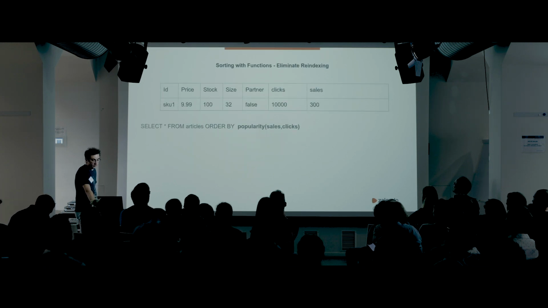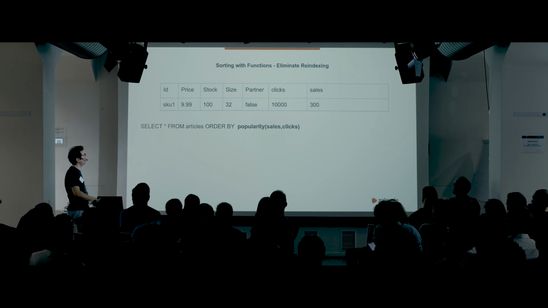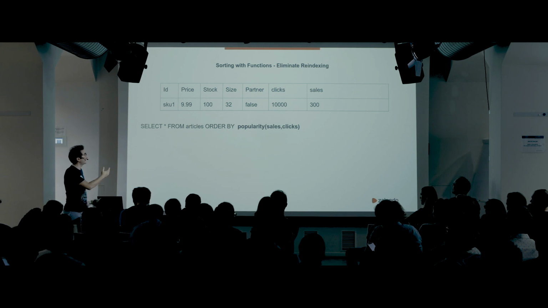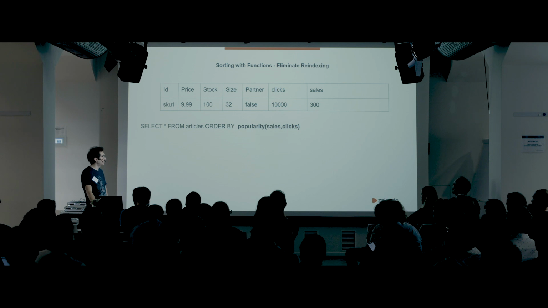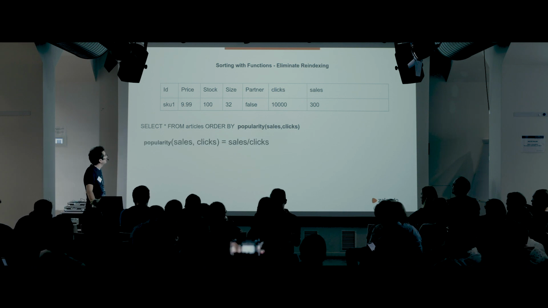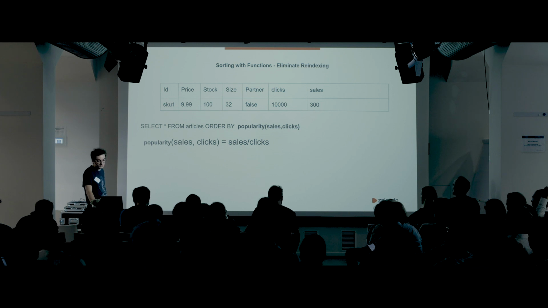If we can derive a field, let's say popularity, the way that we calculate popularity is sales over clicks. And if we can derive a field from existing fields, we do not need to put popularity again into Elasticsearch, but we can just use some formula like this script to calculate popularity. This eliminates re-indexing of the new fields. So we define popularity, and when we order by, we just give it a function with some existing fields.